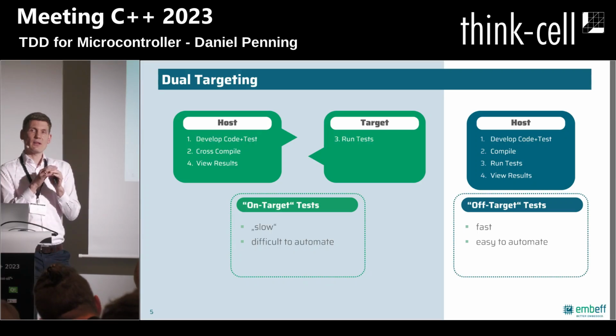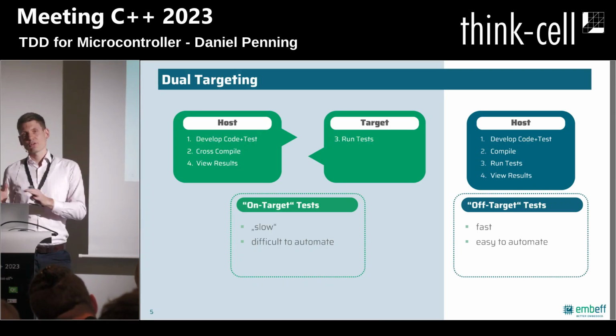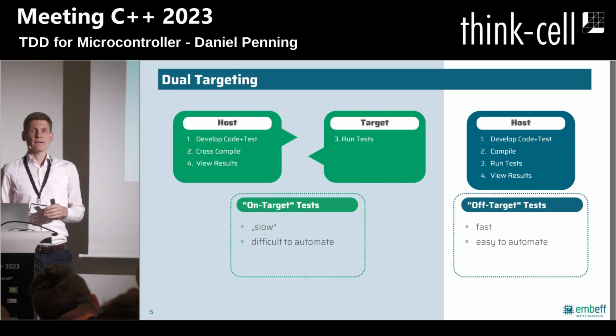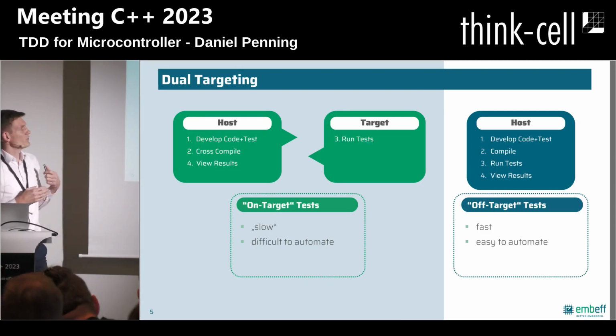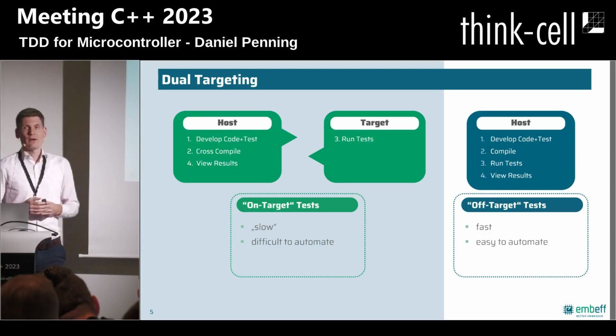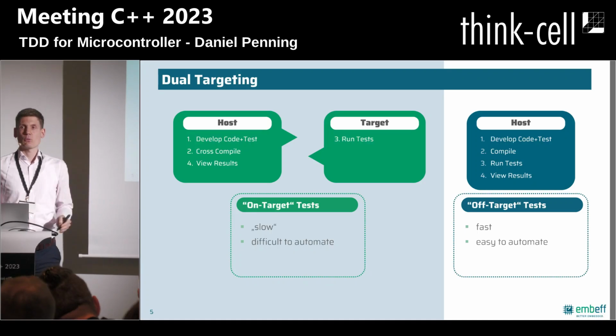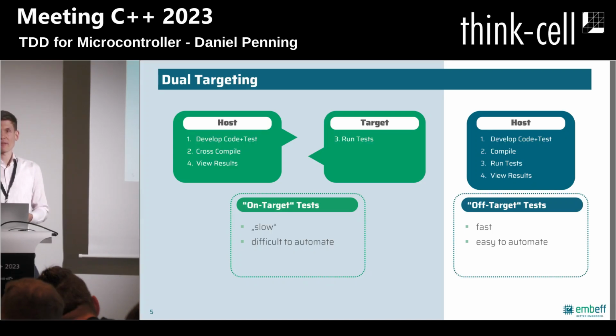So basically, I will explain the most important concepts from the book, and then we will see what is still missing and how we can proceed from there. So dual target testing means you run your unit tests in different ways. On-target testing, the part on the left, means you run your unit tests on the microcontroller. So target means microcontroller in this sense.